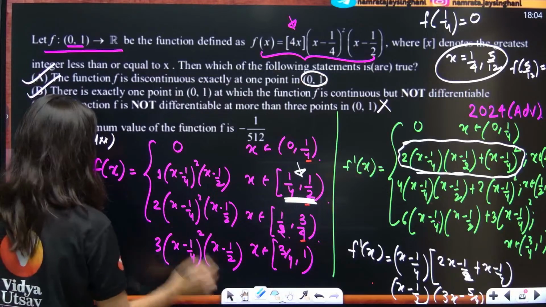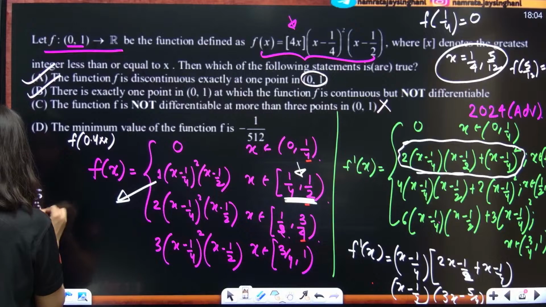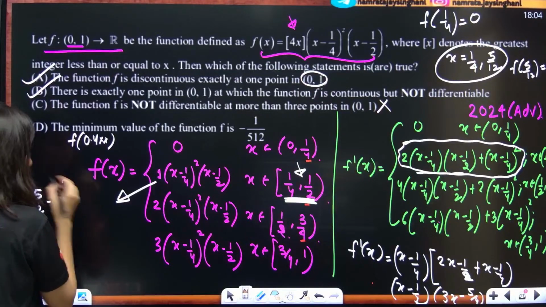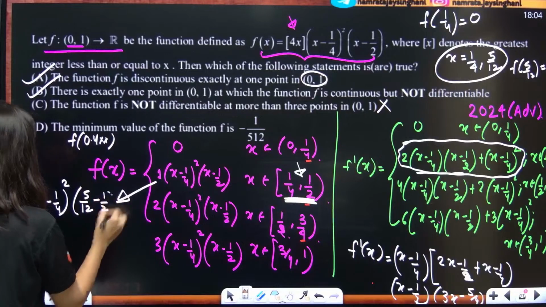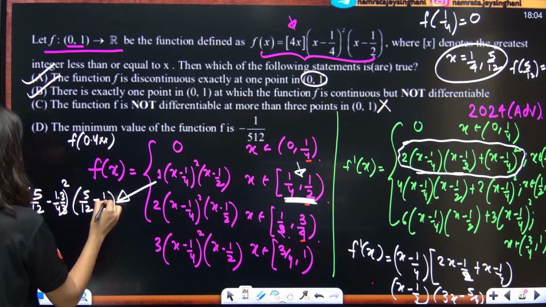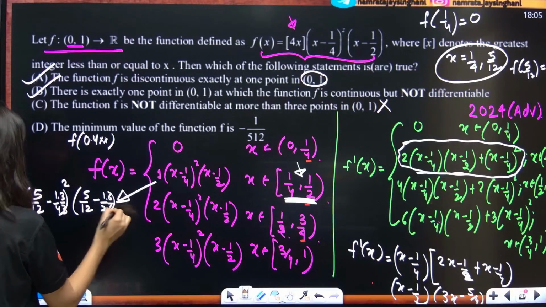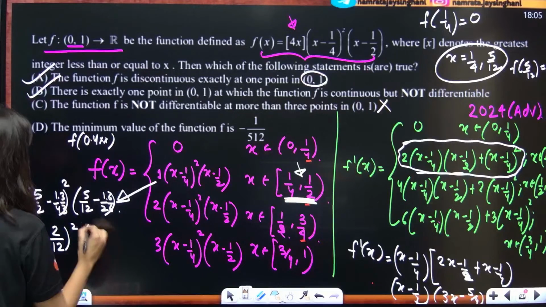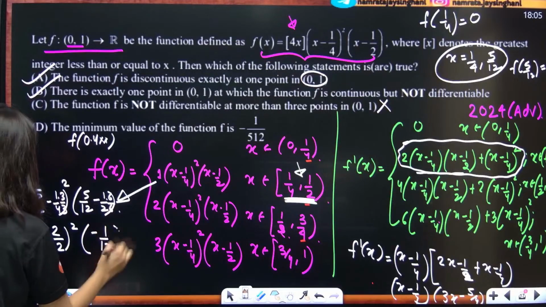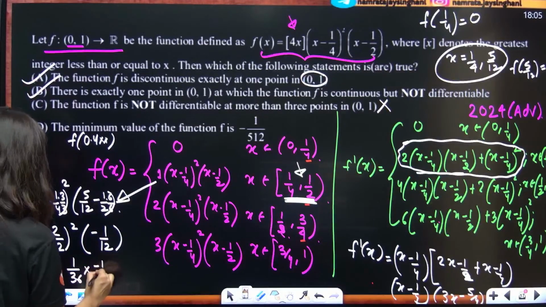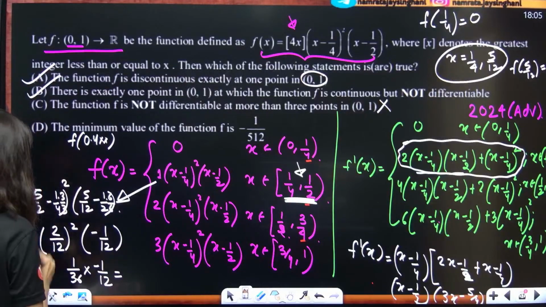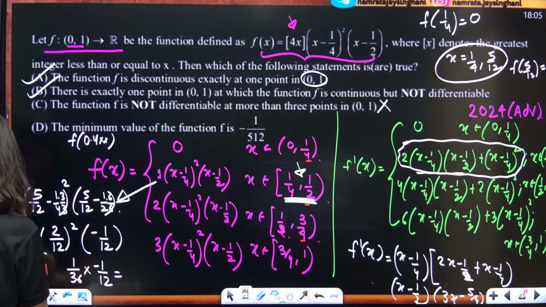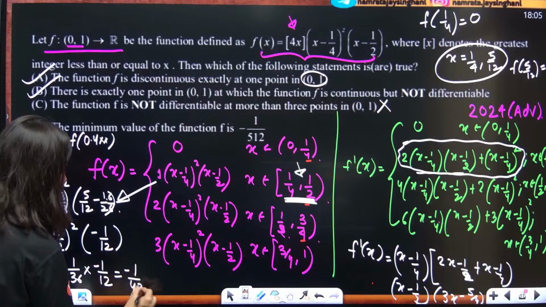So, if I put 5 by 12 over here, this is 5 by 12 minus 1 by 4 whole square and 5 by 12 minus half. Okay. So, this is 3 by 3 and this is 6 by 6. So, this is 5 minus 3 is 2, 2 upon 12 whole square. 5 minus 6, so minus of 1 by 12. So, this is 1 by 36 into minus 1 by 12. If you solve it, 36 into 12, 4 3s are 12, 13, 432. So, this is minus 1 upon 432 is the minimum value.